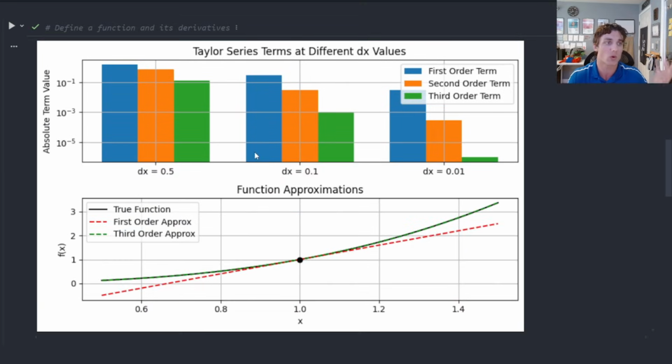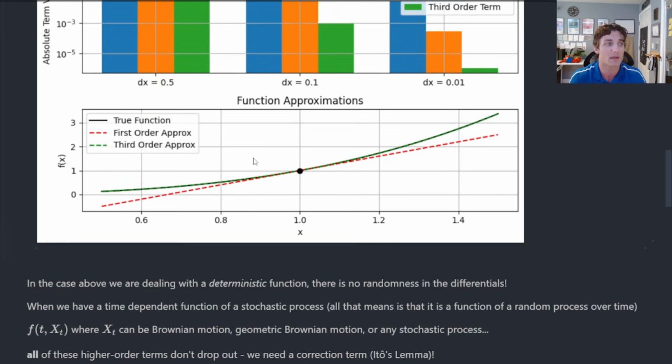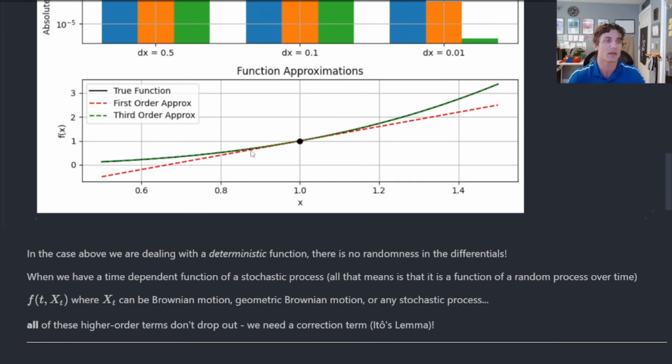But remember, here we're only interested in the derivative because we're interested in solving all of the things that the derivative is used for solving. So we're interested in the differential equations, the optimization problems, and so on. So we're interested in the derivative here, not the true change in the function. And in this case, the function is deterministic. There is no randomness in the differential.